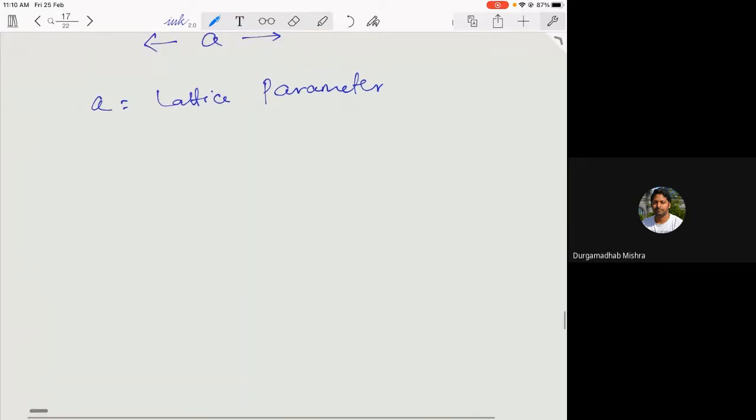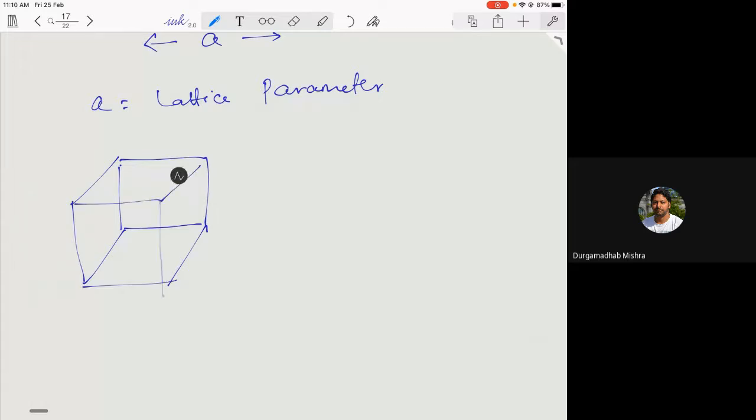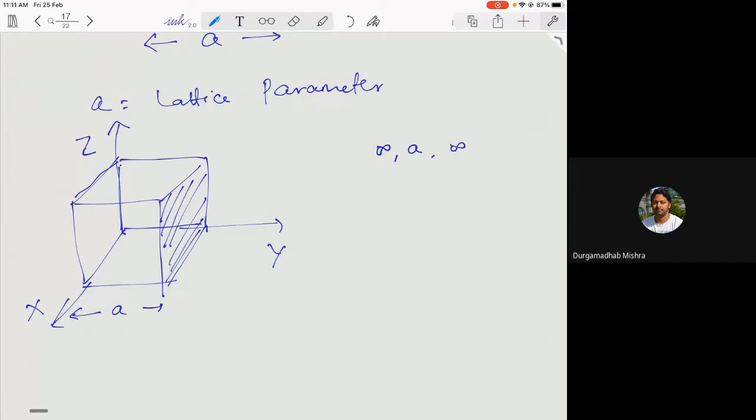Let's look at the cubic crystal again, and I define my axes, the coordinates, like let's say this is X, Y, and this is my Z. Any atomic plane that you talk about will have some intercept with this XYZ axis. If I take this plane, it is parallel to your xz plane. So the intercept along the x-axis is infinite, along the y-axis, if the parameter is a, it is at a, and the intercept for the z-axis is infinite.